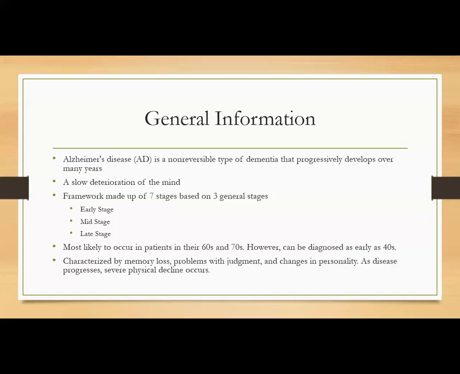The framework is made up of 7 stages based off of 3 general stages. And this is just one of the theories with it, but it's the theory that we're going to talk about. You've got early, mid-stage, and late stage. And it's most likely to occur in patients in their 60s and 70s. However, diagnosis can be as early as 40 years old. Characteristics are memory loss, problems with judgment, changes in personality, and as the disease progresses, severe physical decline can occur.